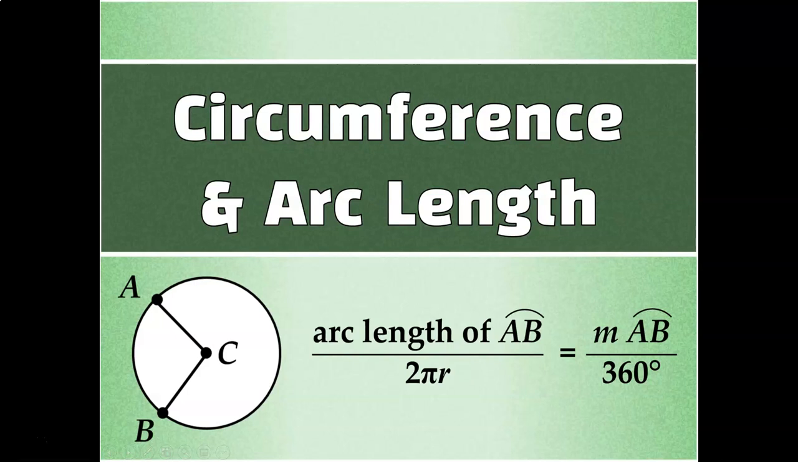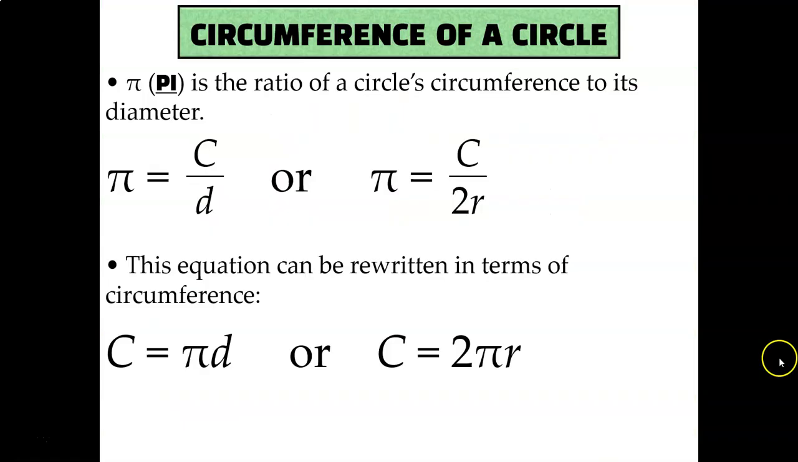Let's talk about how to calculate the circumference of a circle and the length of an arc. In order to do any of that, we're going to need to use pi. Pi is a lowercase p in Greek, but more importantly, it's the ratio of a circle's circumference to its diameter.